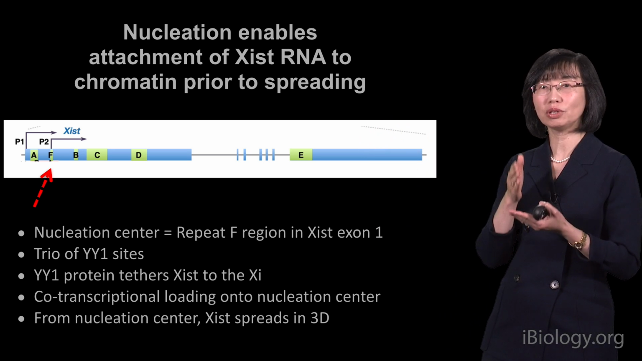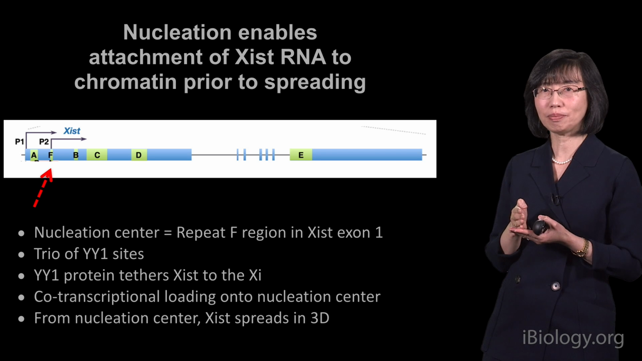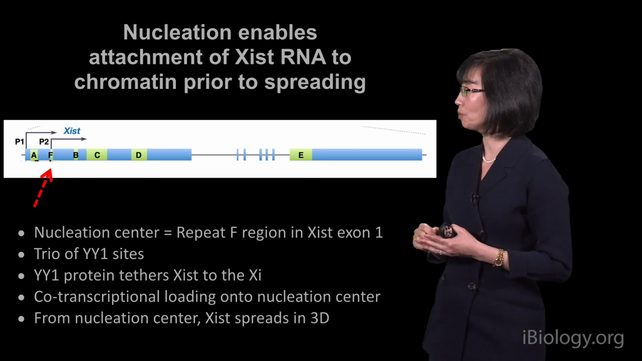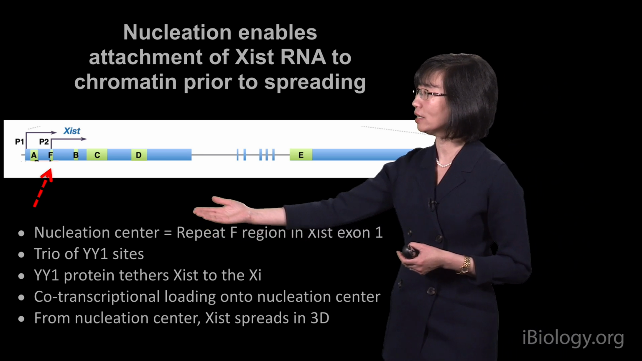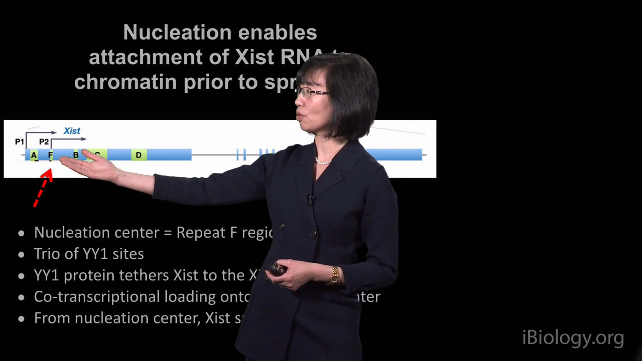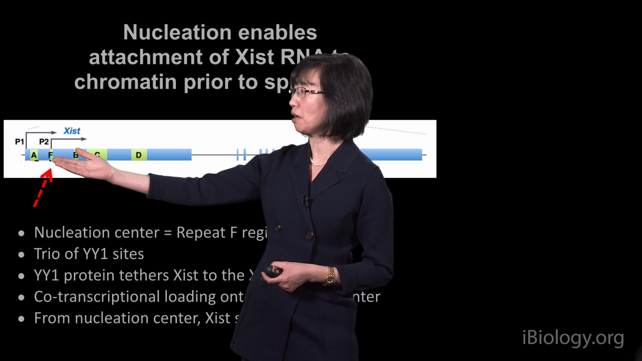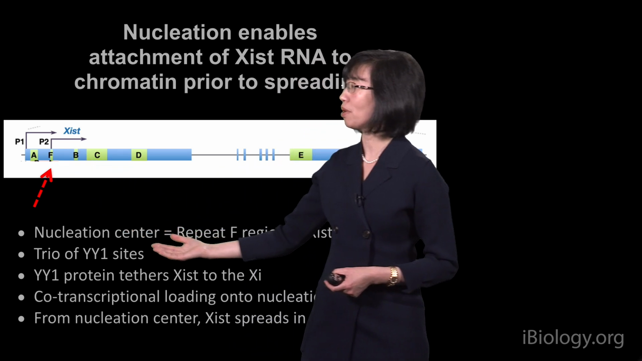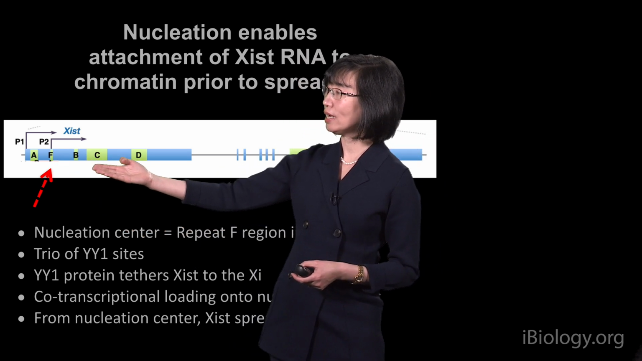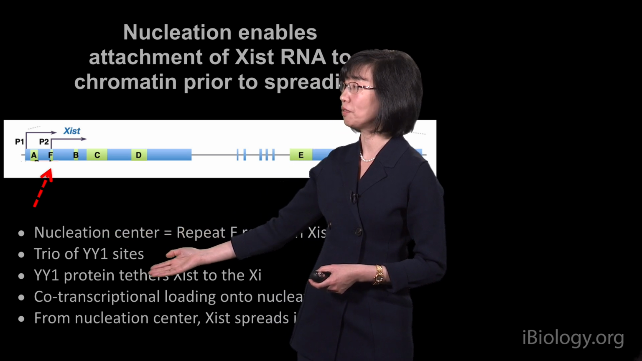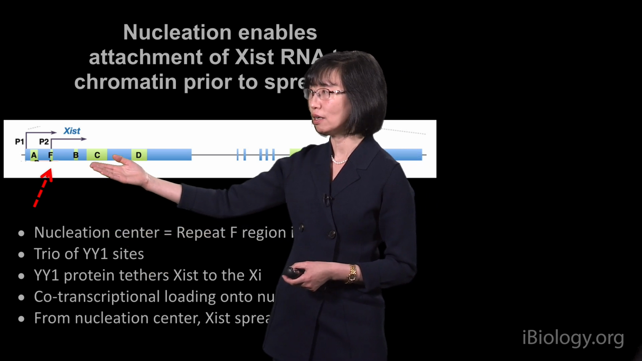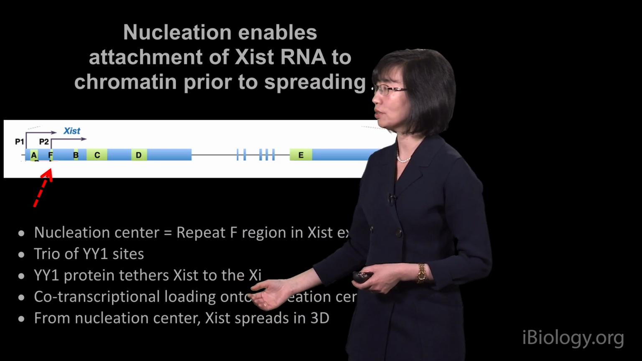It's an absolutely critical initial step to X chromosome spreading. So what we observed is that the nucleation site is located within or very close to this repeat sequence we call repeat F near the 5' end of Xist, that it contains a trio of YY1 binding sites. The YY1 protein is very important in tethering Xist RNA to this nucleation center.